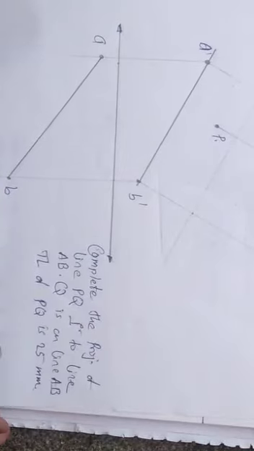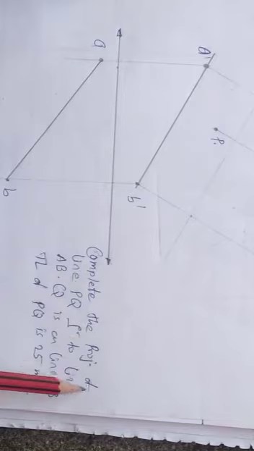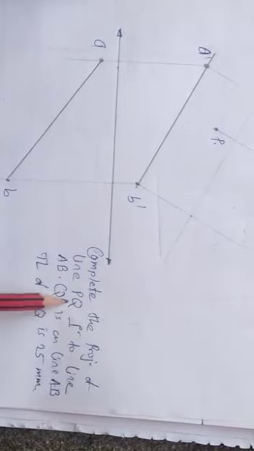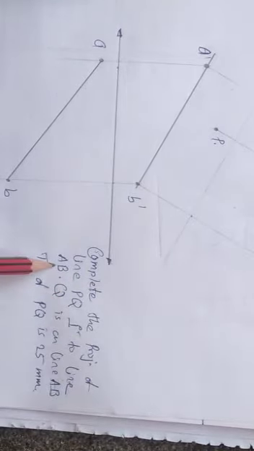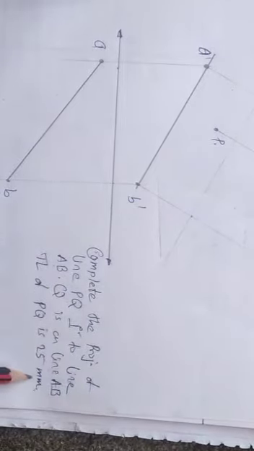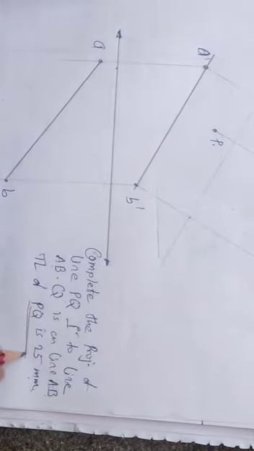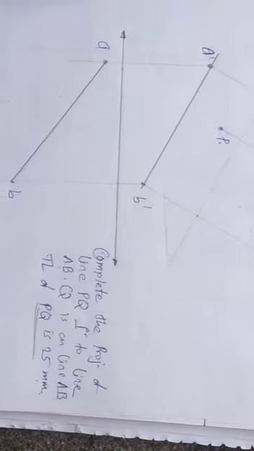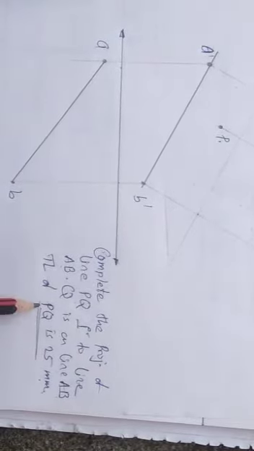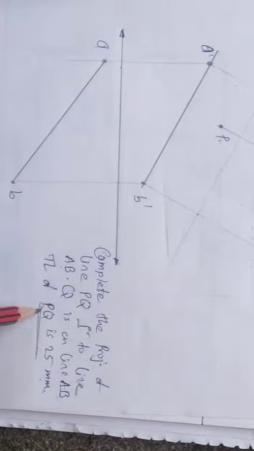Let us read the question statement. Complete the projections of line PQ perpendicular to line AB. Point Q is on line AB. True length of PQ is 25 mm. If you do remember, in the previous problem we were asked to find the true length of line PQ, but now in this problem they have given the true length of line PQ.